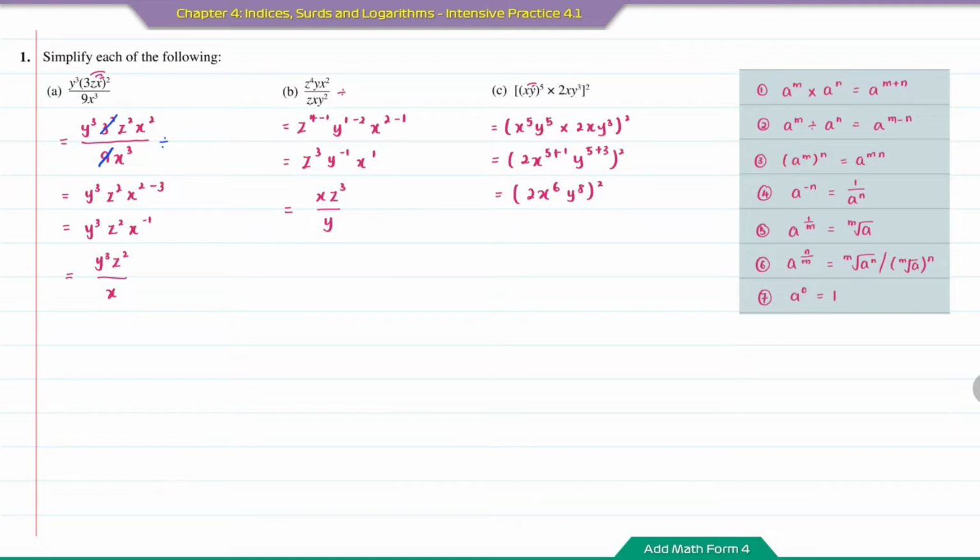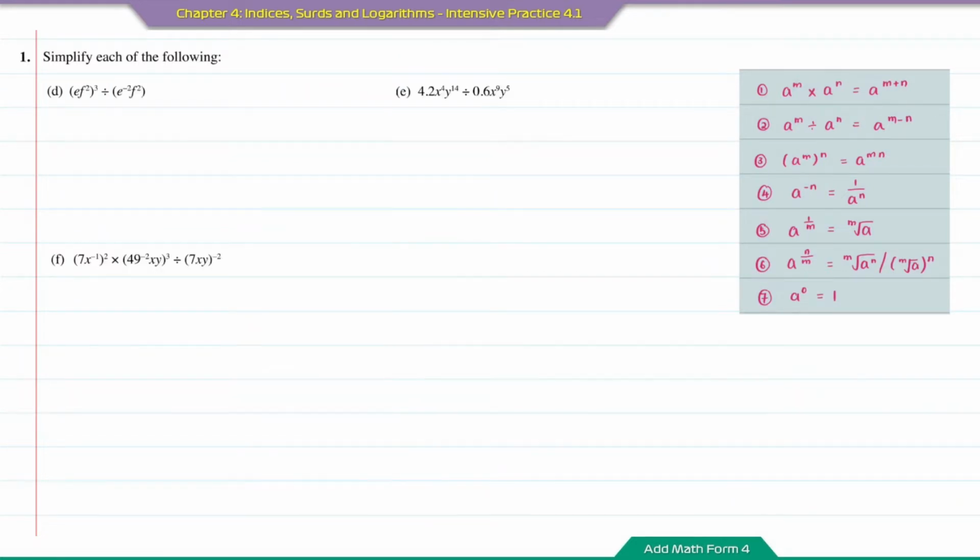So next, using the law in number 3, we're going to multiply the power here. So 2 to the power of 2 is equal to 4. 6 times 2 is 12. And for the y, it's going to be 8 times 2, which is 16.